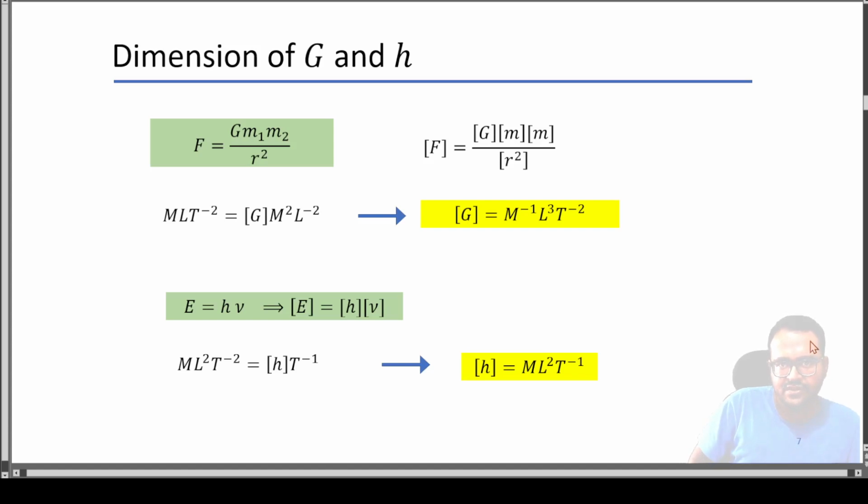Now we'll proceed to the dimension of G and H. As we know, the Newton's law of gravitation. Is my recording on? Yes, this is on.